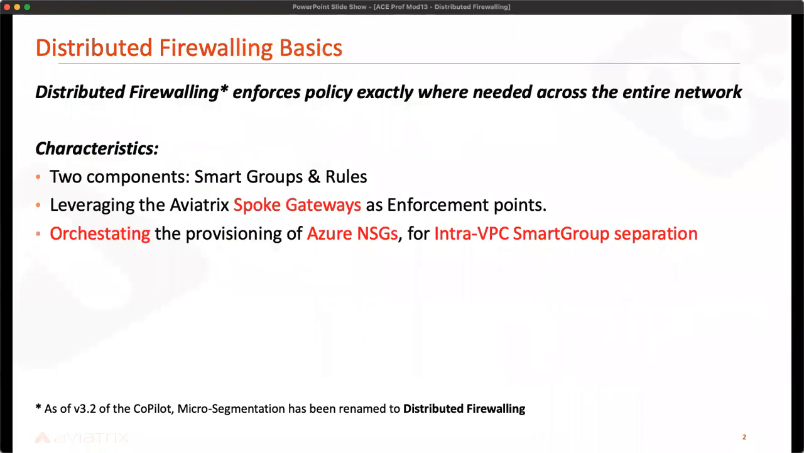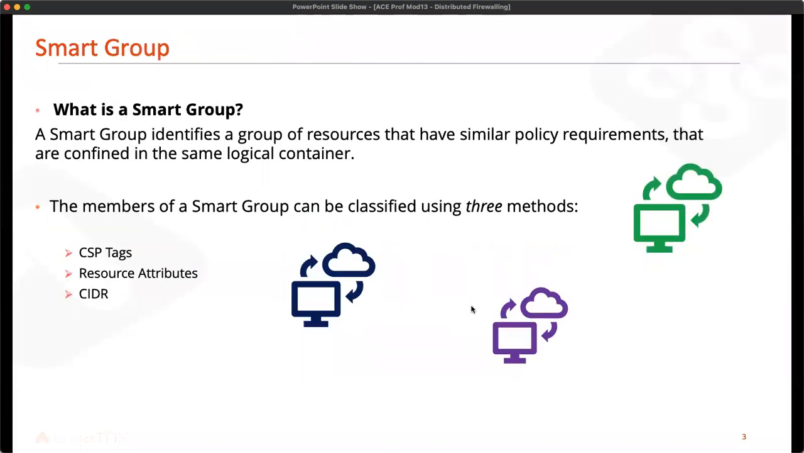So now in terms of the components, right? How does it work? There are two important concepts. Number one is the smart group. Previously, this feature was called microsegmentation. Now we call it distributed firewalling. So there are two components: smart groups and rules. Again, we either have bespoke gateways as enforcement points or the network security groups for intra-VPC. So what is a smart group?